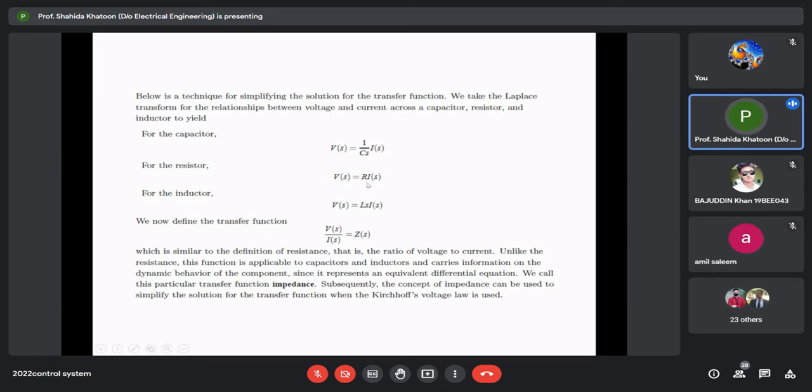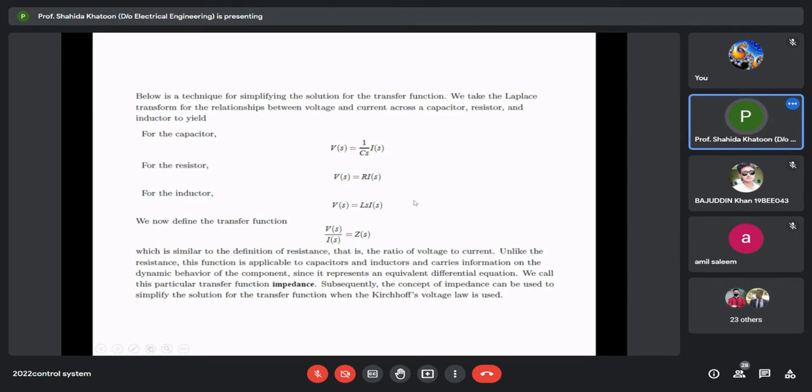For the resistor, V(s) is R I(s). I(s) is nothing but current in terms of s. Instead of t, we are using s, which is the Laplace operator. For the inductor, V(s) is Ls I(s), because L di by dt, so differentiation is represented by s.